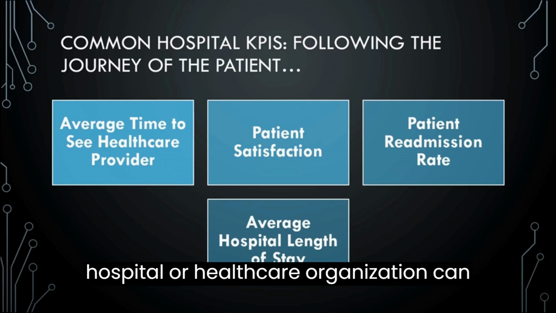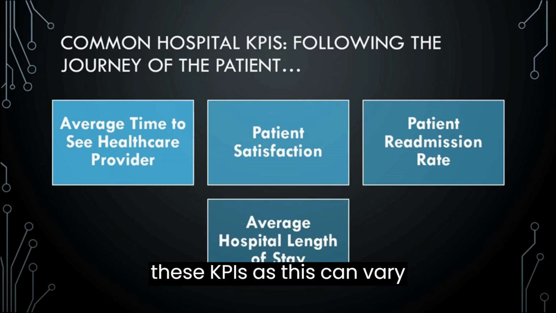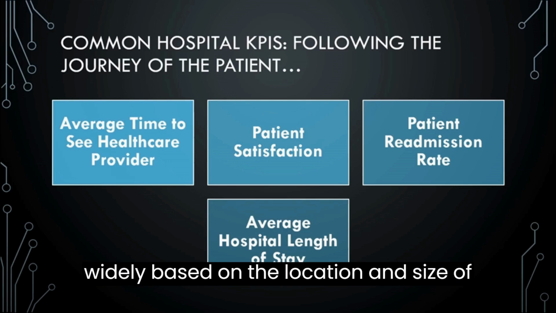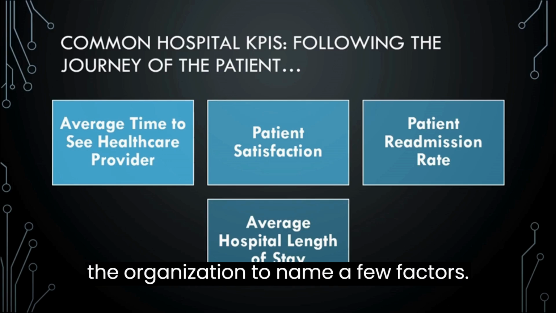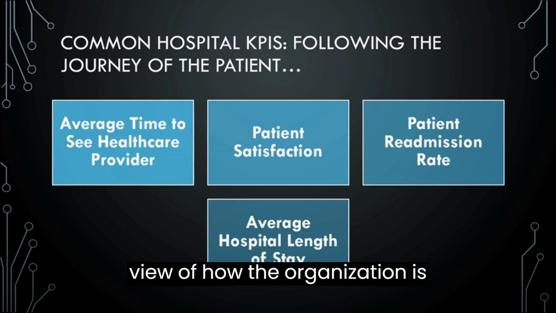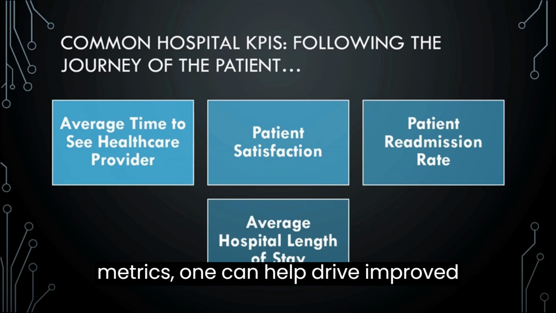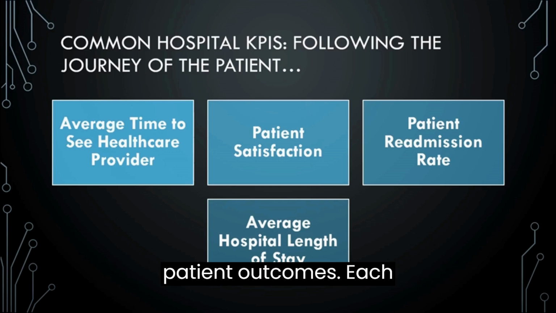So each hospital or healthcare organization can determine what are the target values for these KPIs, as this can vary widely based on the location and size of the organization, to name a few factors. These metrics can be a representative view of how the organization is performing, and by focusing on these metrics, one can help drive improved patient outcomes.